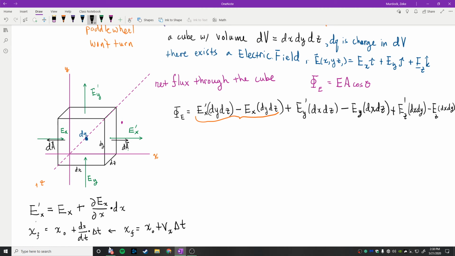So x final is the position that an object is at, and to find that value, you take the initial position and you add to that its velocity times time, right? This equation above it is exactly the same.